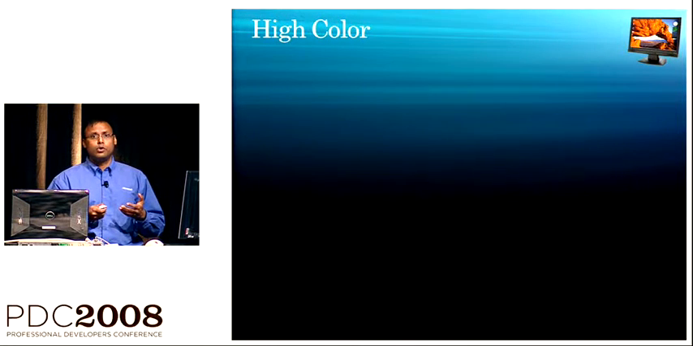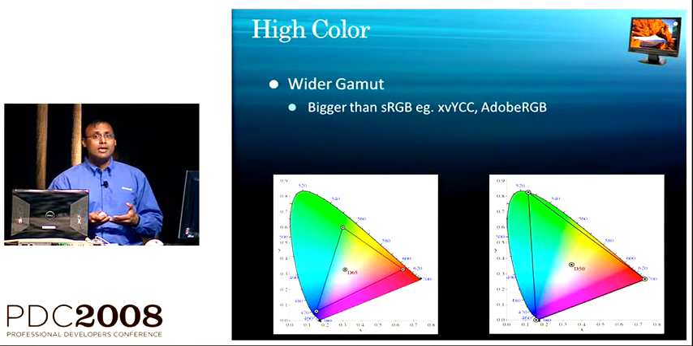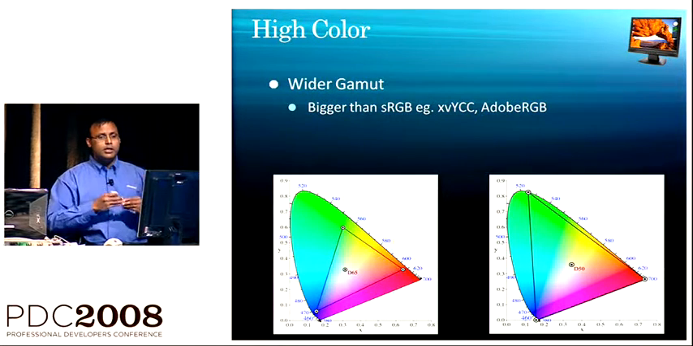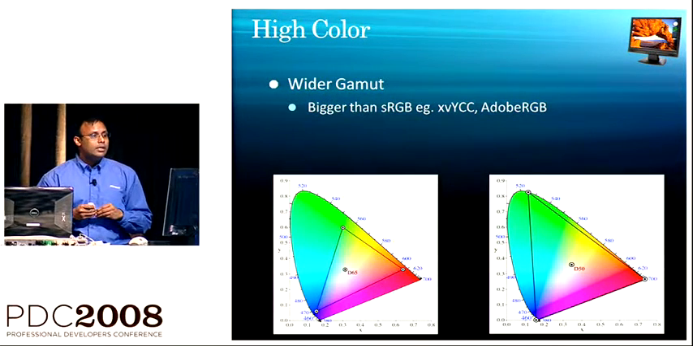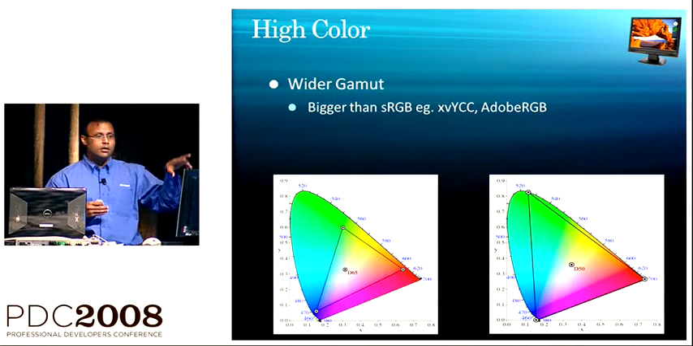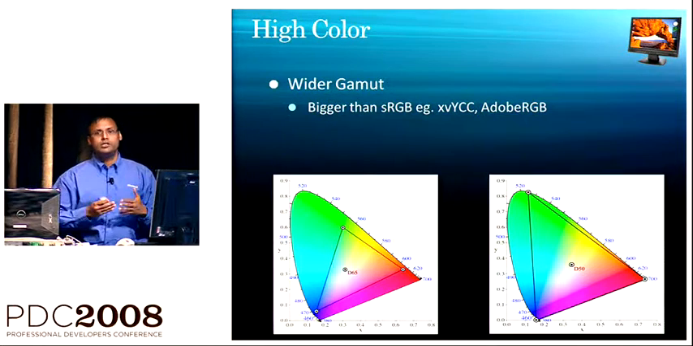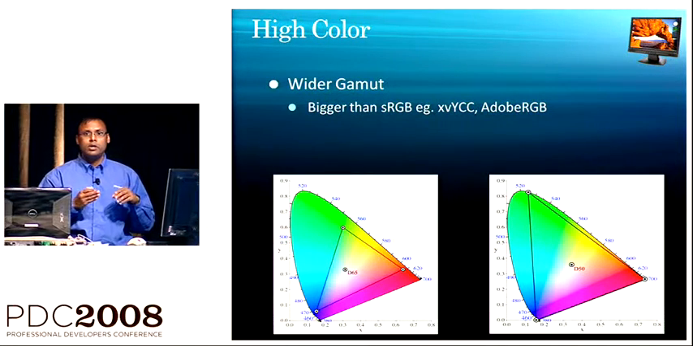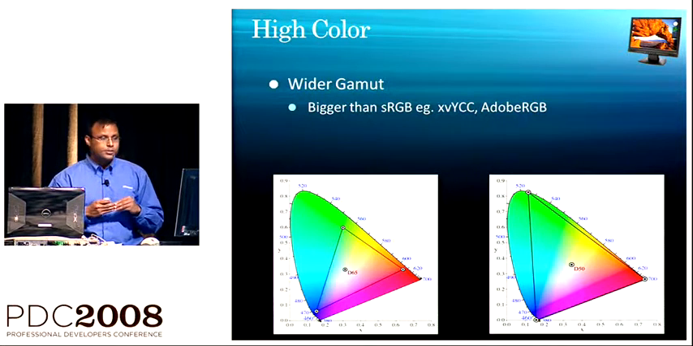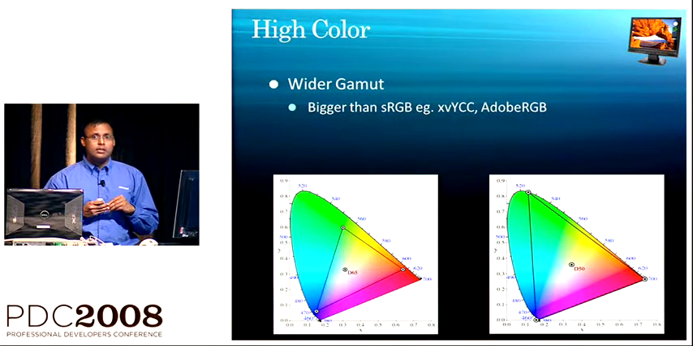The other thing is, of course, the prevalence of GPUs that can handle high color. So what is high color? High color is actually wider gamut. Here there are two pictures. On the left, the colored area is the entire visual spectrum that we can all see, and the little triangle inside is the color displayed on today's machines. And on the right is an upcoming monitor which has a laser backlight. As you can see, the triangle pretty much covers the entire visual spectrum.